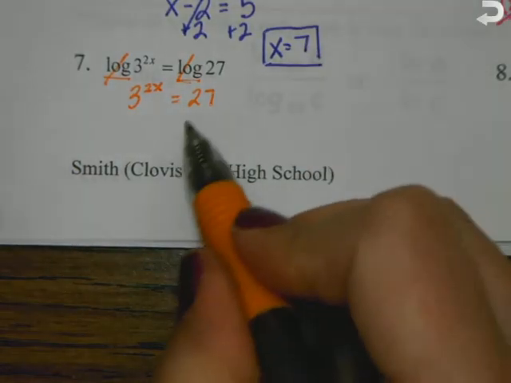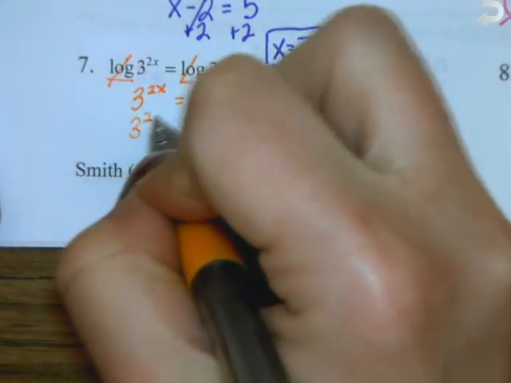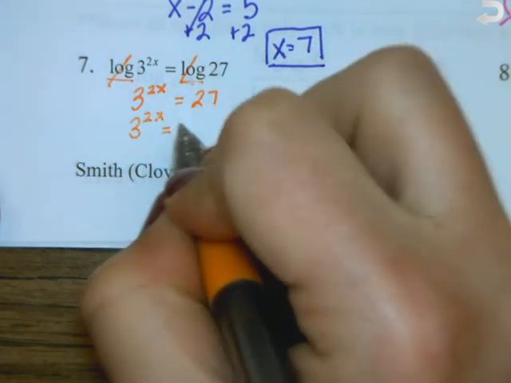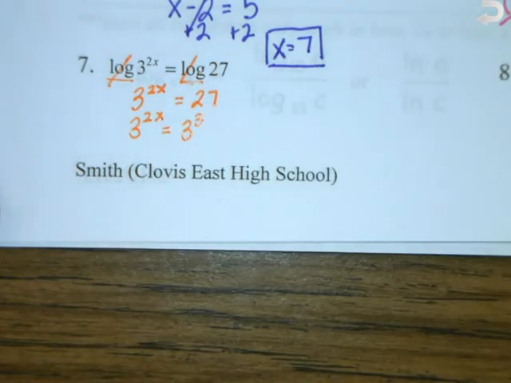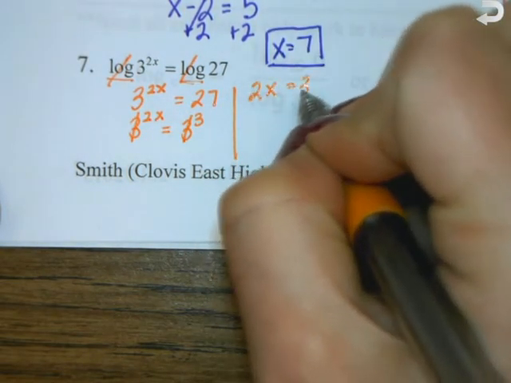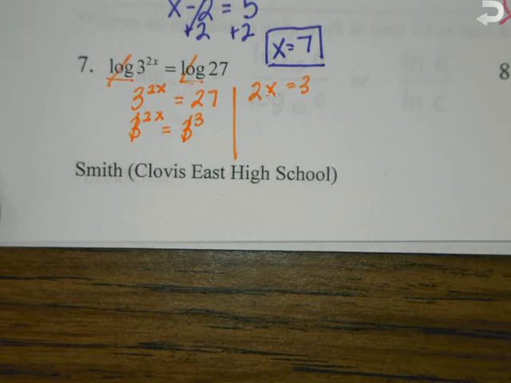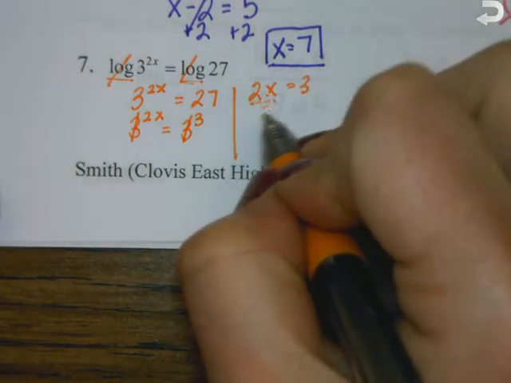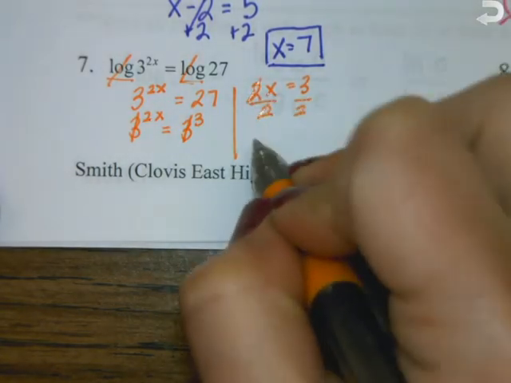Yeah, so 27 is 3 to the third. So that's 3 to the 2x equals 3 to the third. Drop the 3's. And so we end up with 2x equals 3. Solve for x, so we divide by 2. So we end up with x equals 3 over 2.